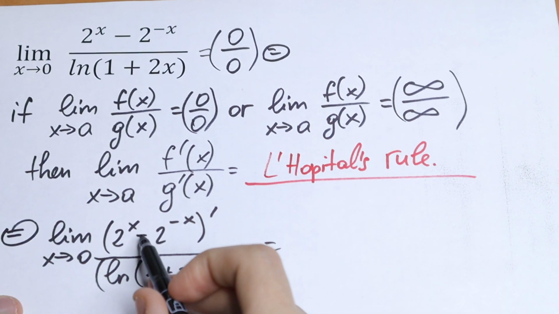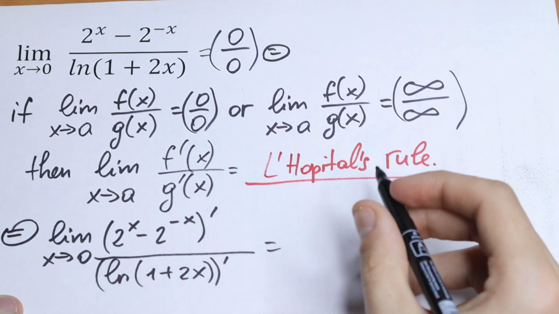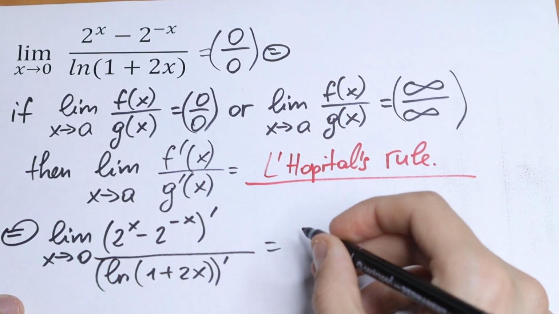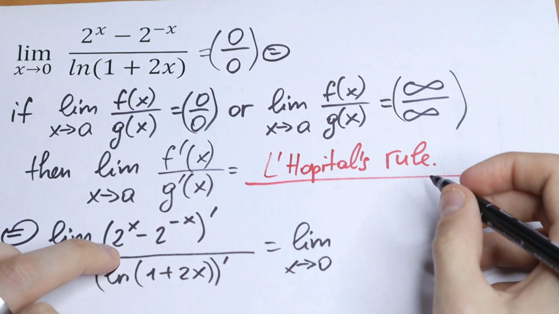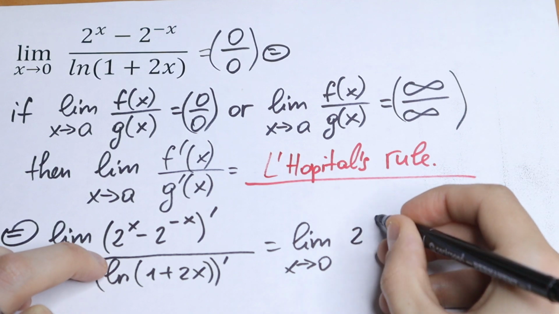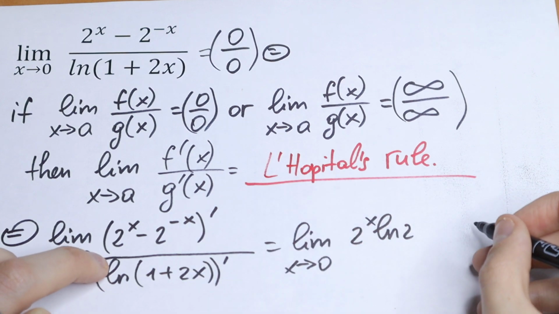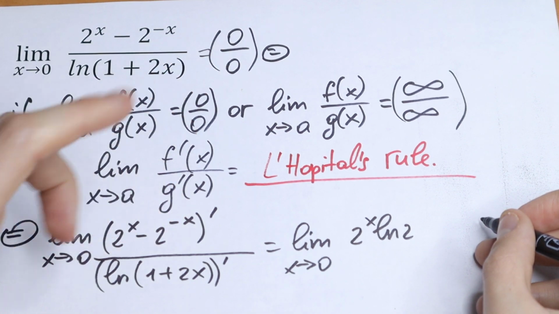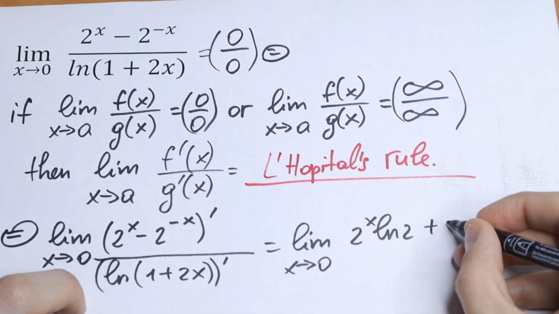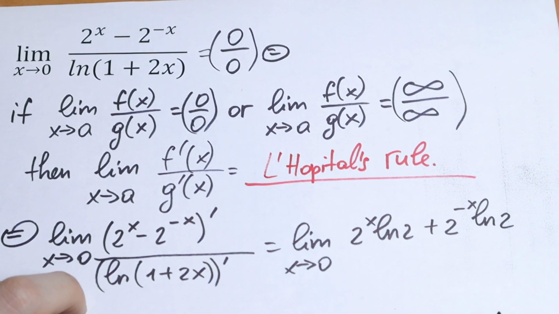So right here we have a difference. Now we can find the derivative of 2 to the x minus 2 to the minus x. We all know that this derivative will be equal to the limit as x approaches 0. Right here we have our derivative, 2 to the x times natural log 2. This is the table case. And minus, of course I write plus, because with this minus we have plus, so we have plus 2 to the minus x times natural log 2. These two jump right here.